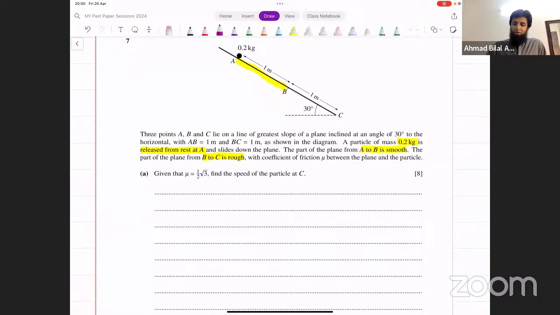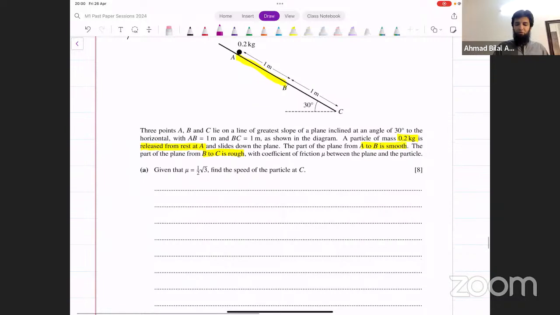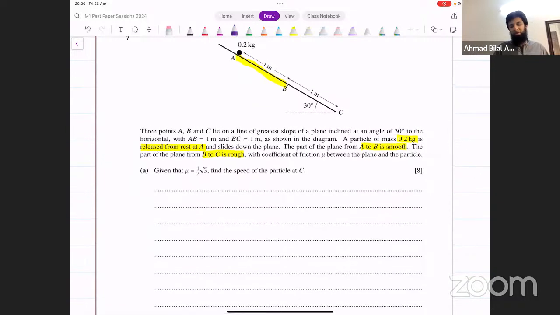Okay, so how do we think about this? A to B part is smooth and then B to C part is rough. I think we can do it both ways. We can do it using the acceleration formulas and also using work energy. So you can do it either way. Let's do it using forces and acceleration and see what we get from that.